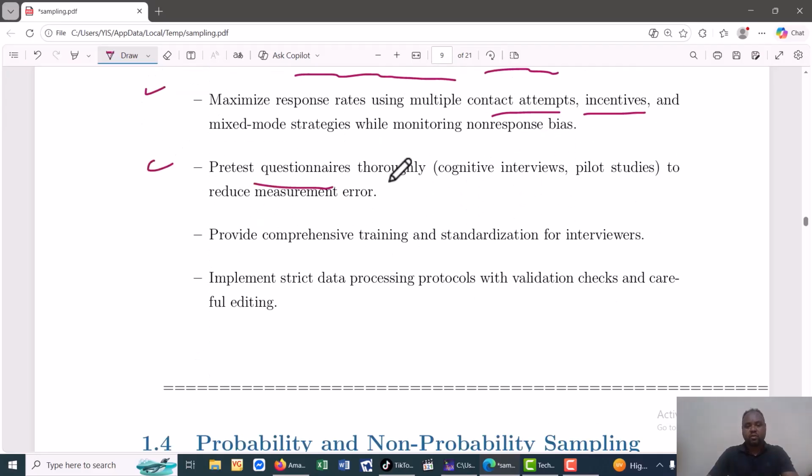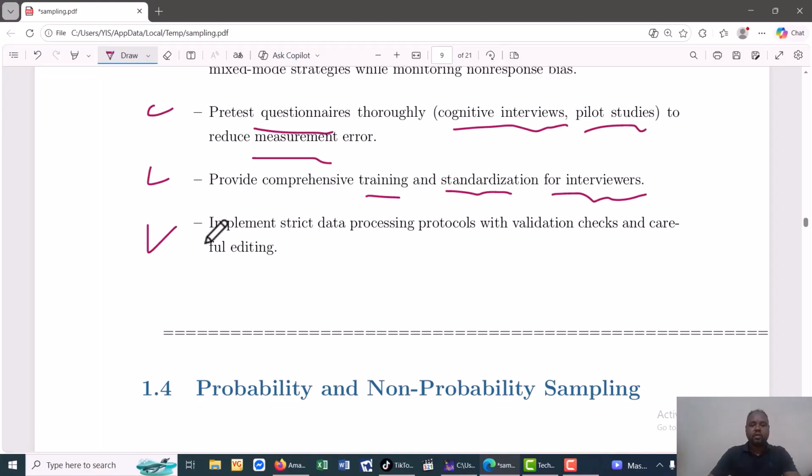The other way is pre-testing questionnaires thoroughly, such as with cognitive interviews and pilot studies. This reduces measurement error. The other way is providing comprehensive training and standardization for interviewers. The other way is implementing strict data processing protocols with validation checks and careful editing.